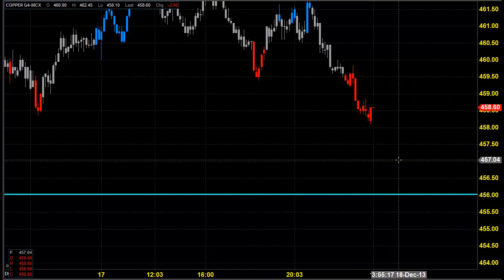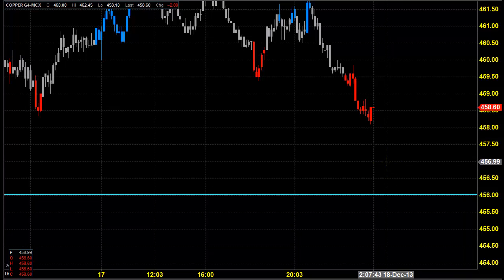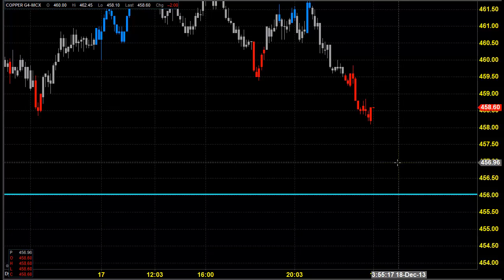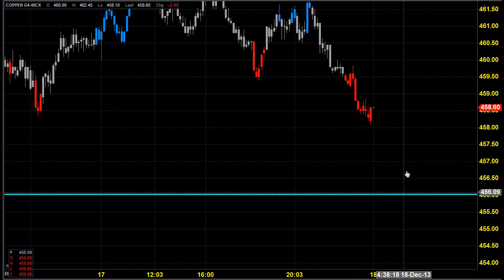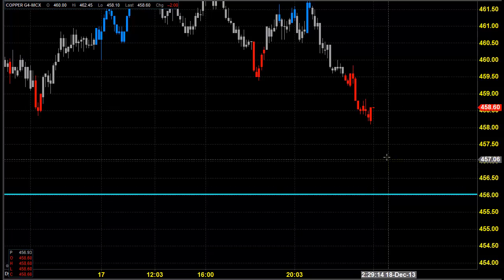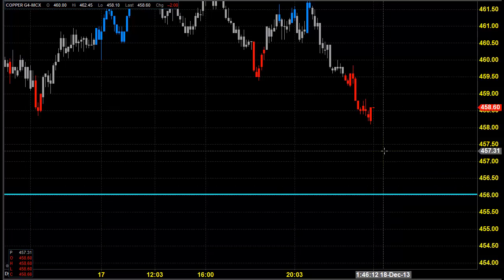So what can we do today? We have already reached our weekly target also. For conservative traders, stay away from the market. If you want to make use of the trend, go and wait for the price to try and test 456 again. This is going to be the intermediate major zone. Again we are saying that the trend for copper is still on.